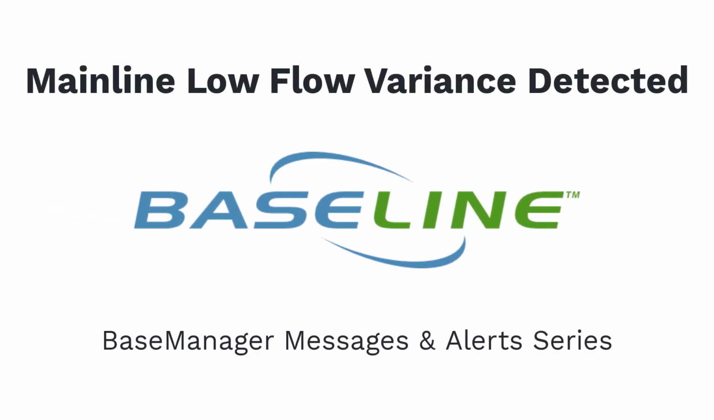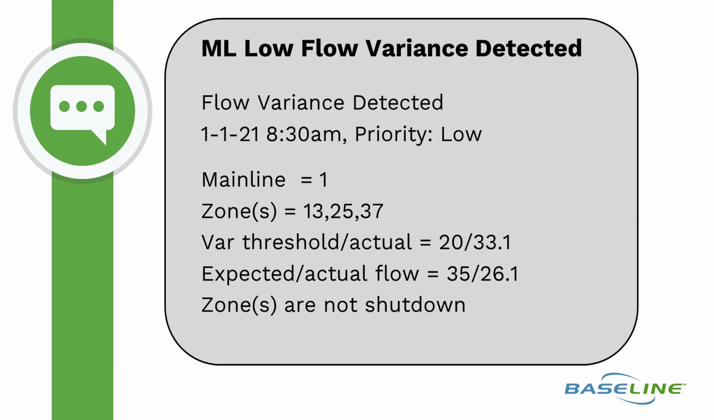Mainline low flow variance detected. The message reads, Mainline low flow variance detected. January 1st, 2021 at 8:30 a.m. Priority low. Mainline equals 1. Zones equal 13, 25, 37.